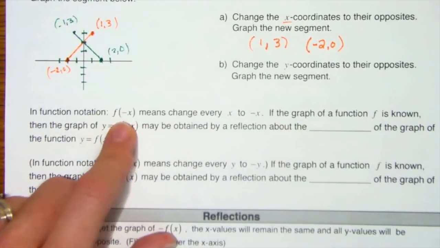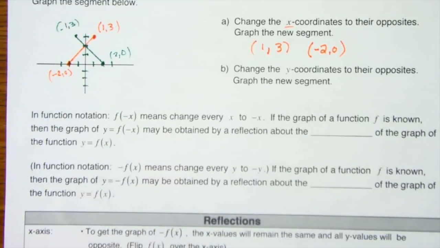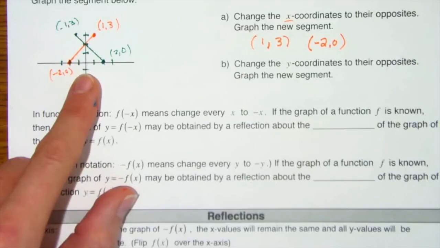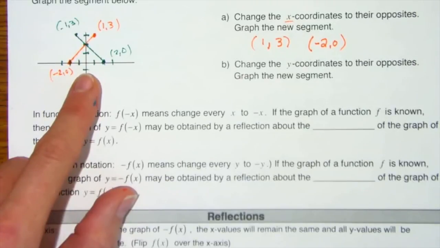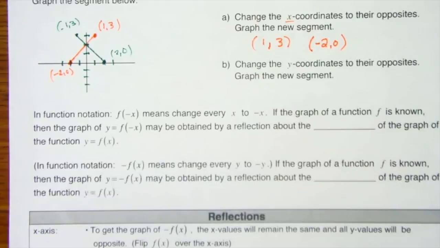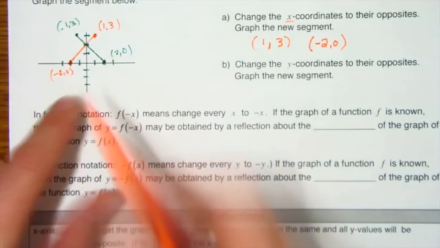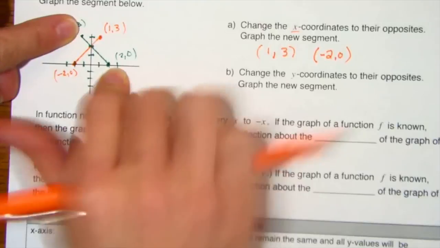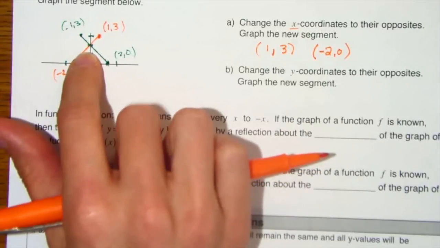And what happened to our graph? How does it compare? The x values are opposite. It reflects over the y-axis. Excellent. Okay, so there's a reflection over the y-axis. Notice this was our original graph, and this is an exact mirror over the y-axis.